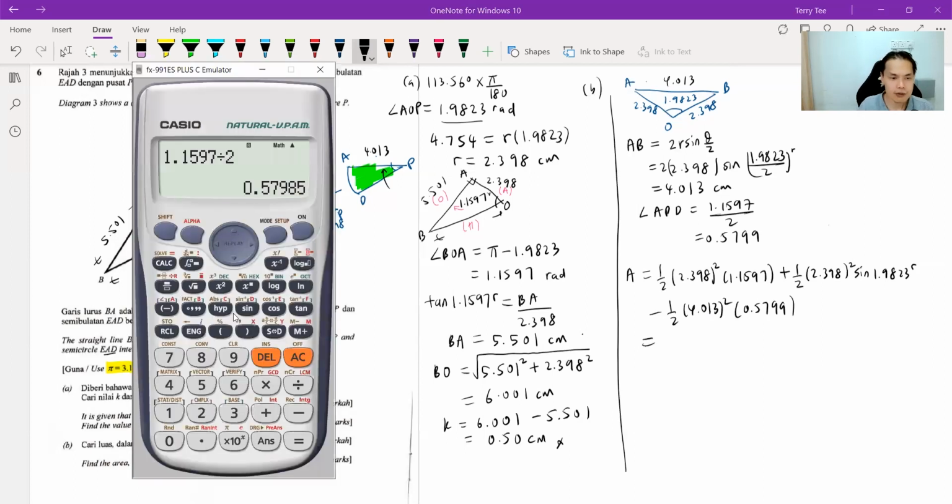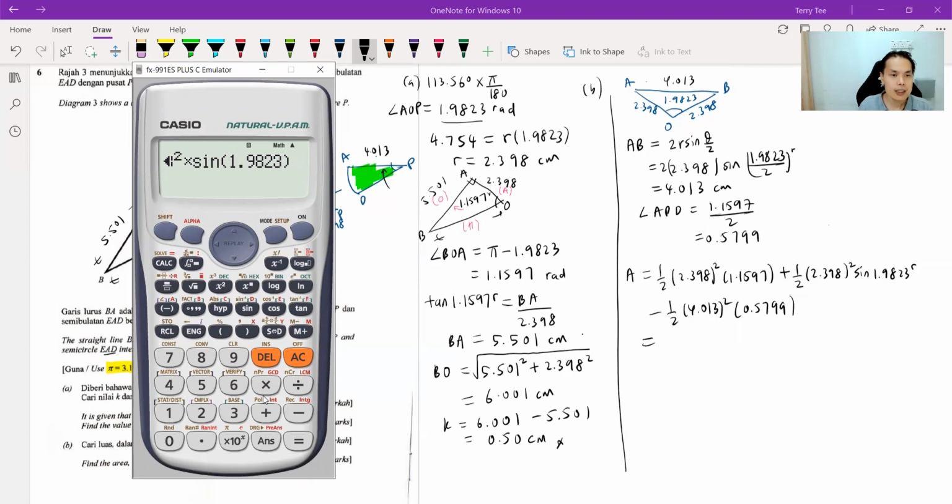So we take half, multiply with 2.398 squared, multiply with 1.1597, then you add half, multiply with 2.398 squared, multiply with sine 1.9823.